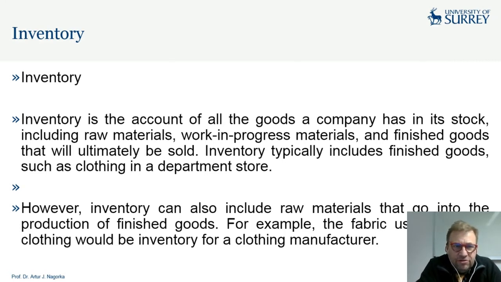So here we have the definition. Inventory is the account of all the goods a company has in its stock: raw materials, work in progress, and finished goods. There are generally three types. An example is clothing production, where you have fabric or material. It could be a raw material when it's still not in production, work in progress when it's being cut and put into some clothing, and of course it could be in finished goods when it's ready for sale.